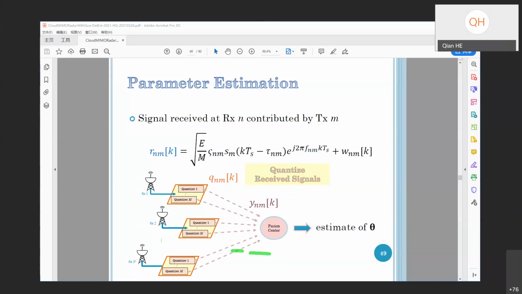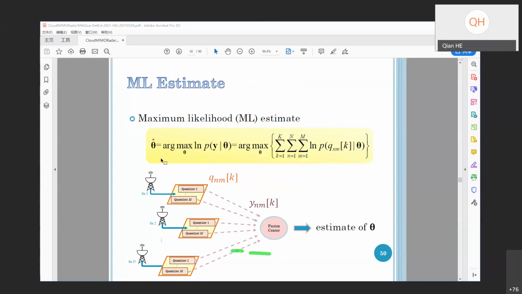Okay, forget it. So what you do is you again do the quantizer and you send the quantized received data to the fusion center, and now the fusion center will estimate the parameter of interest. And what you do is you formulate some estimation problem, and we use a maximum likelihood estimator. Again, at the fusion center, you compute the likelihood function, you take the log and you find the parameter which can maximize this, and this is what you have for the ML estimate, right?